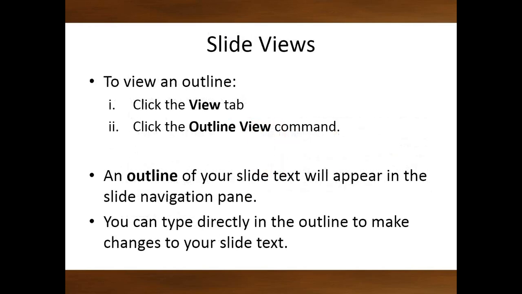To view in the outline mode, you should do the following. 1. Click the View tab. 2. Click the Outline View command. Once you do that, an outline of your slide text will appear in the slide navigation pane. You can type directly in the outline to make changes to your slides.